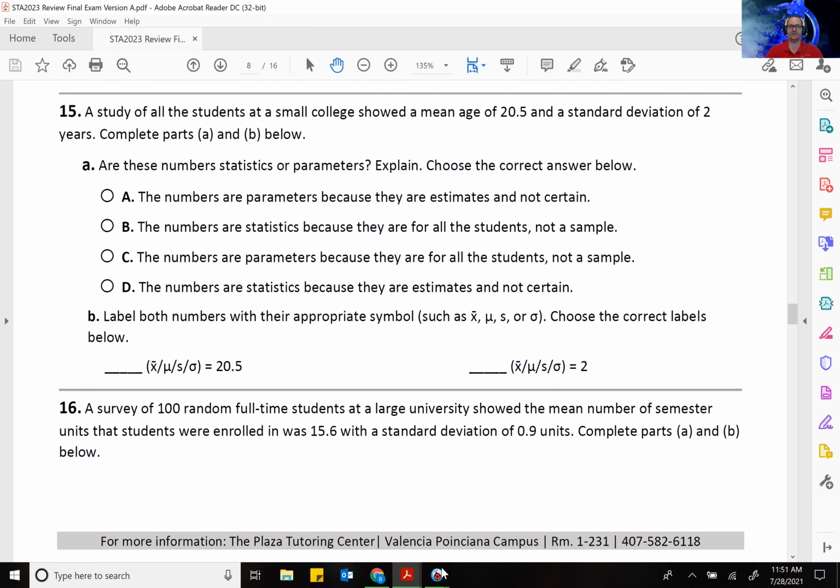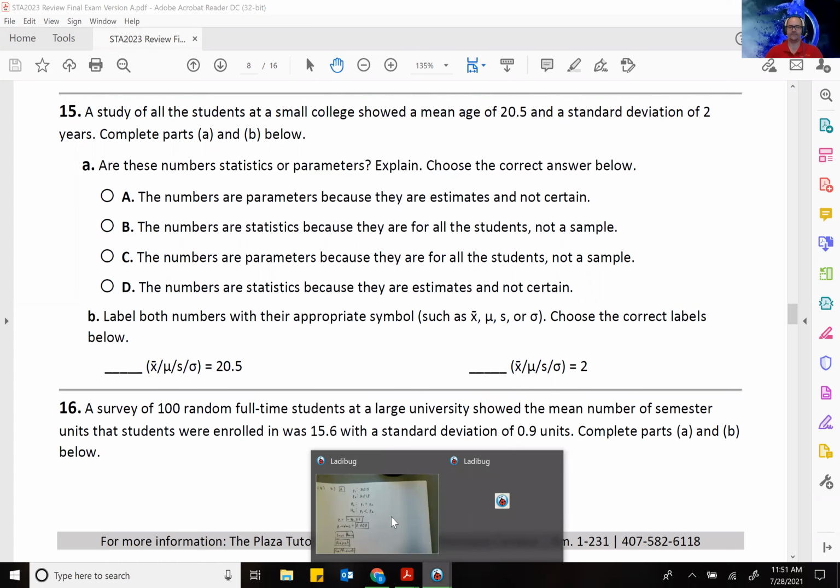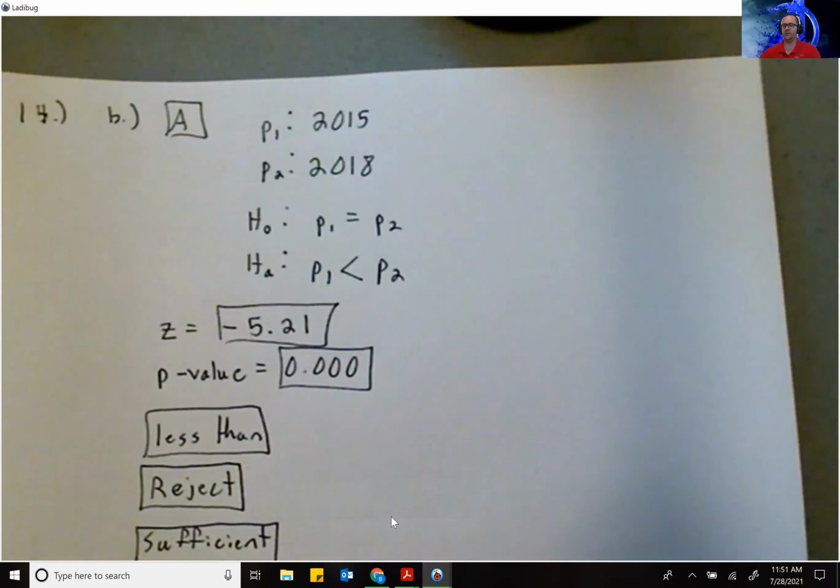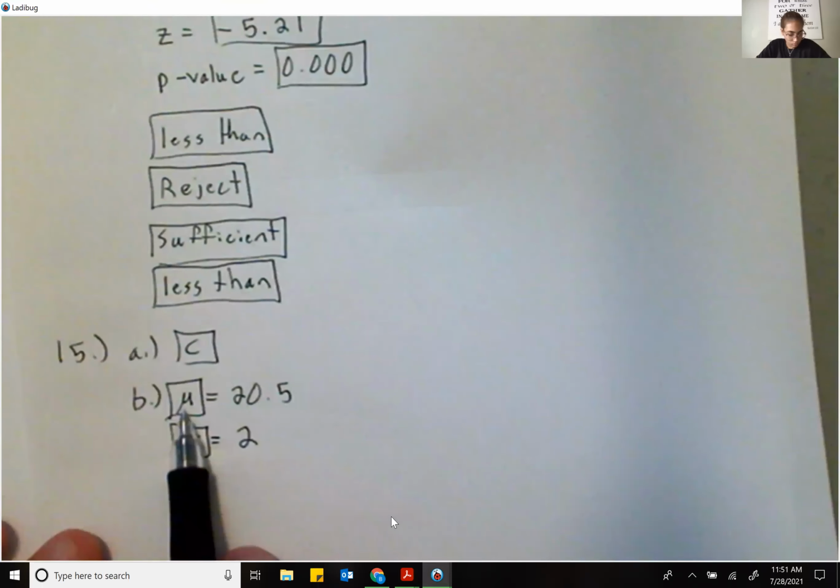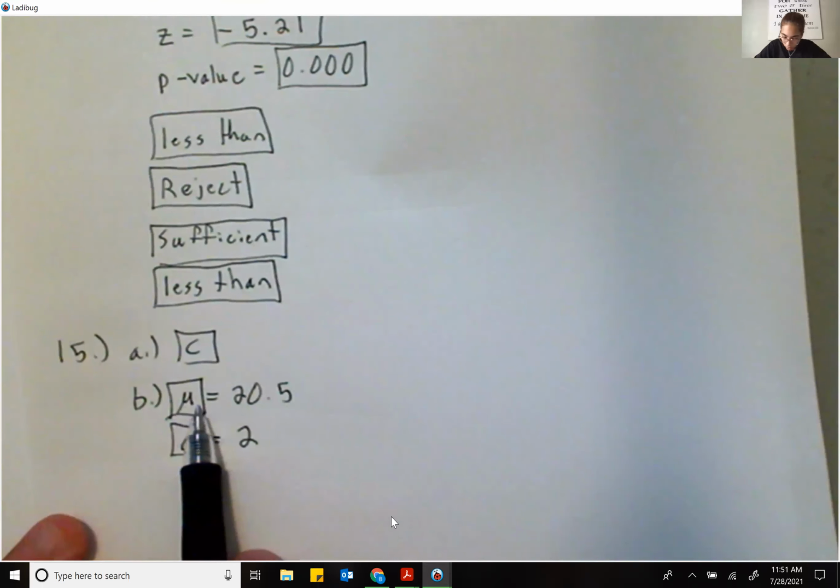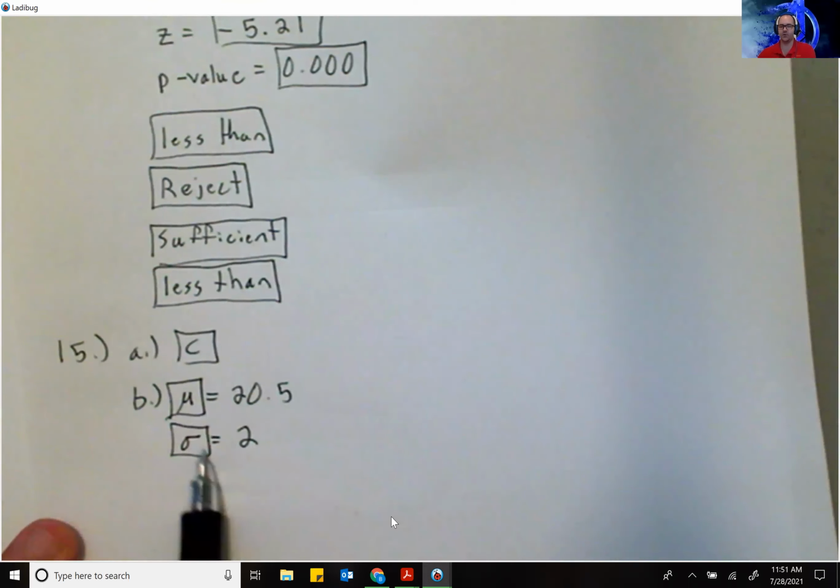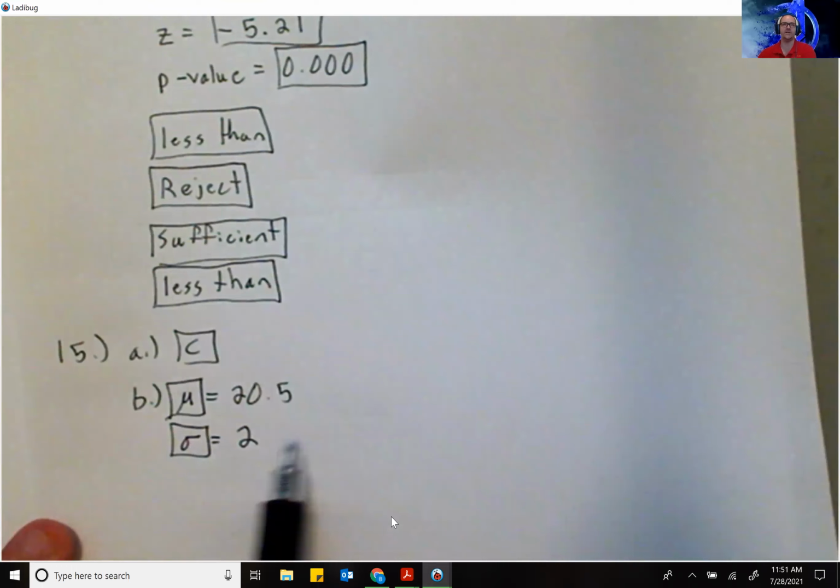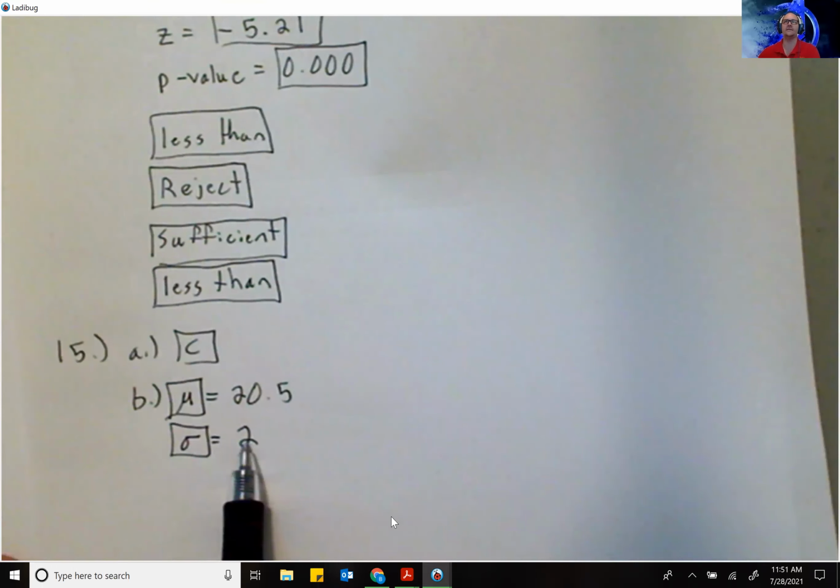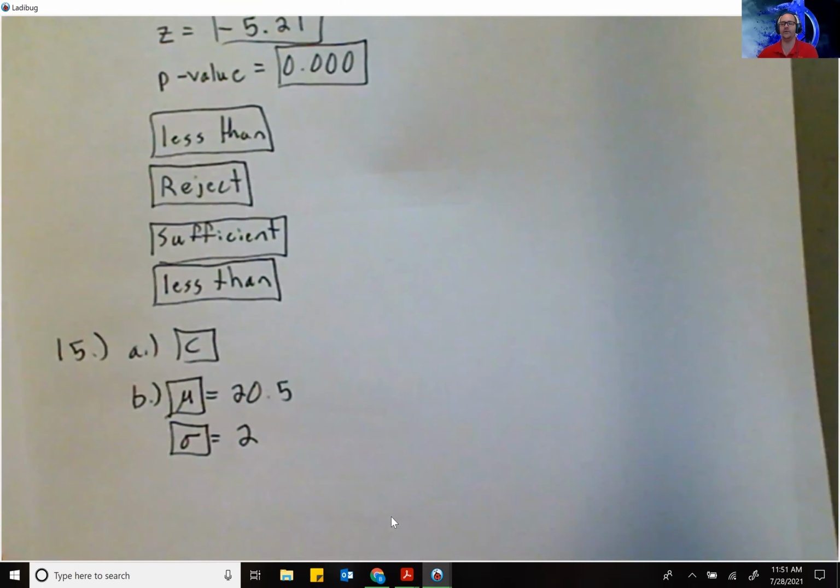So looking at this, just to show you, mu, the U, is the 20.5. Lowercase sigma, the circle with the line, is your standard deviation. Remember, Greek letters go for parameters. English letters like X and S go for statistics.